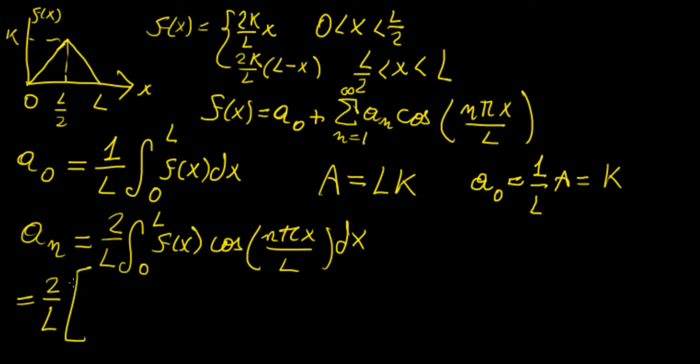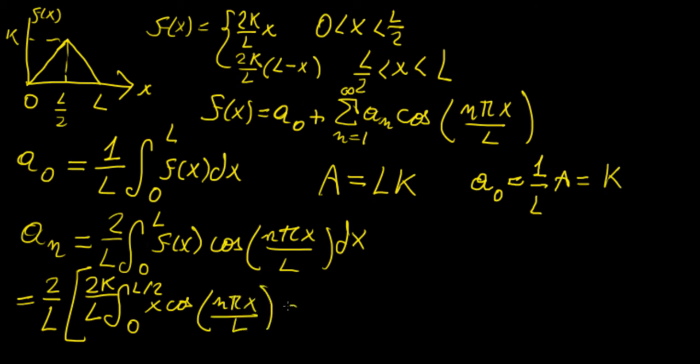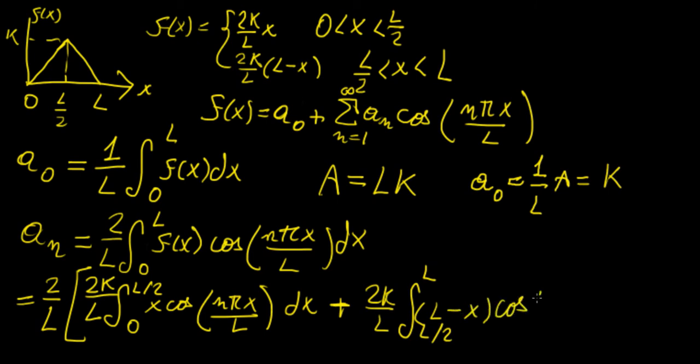And now we're going to have a massive integral, because we're going to have to split this into 2 integrals. So we're going to have from 0 to L over 2, x cosine n pi x over L dx plus 2k over L, from L over 2 to L of the function (L minus x) times cosine n pi x over L dx. And now what I can do is I can factorize this 2k over L out.